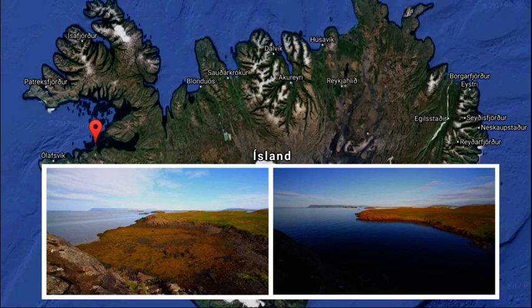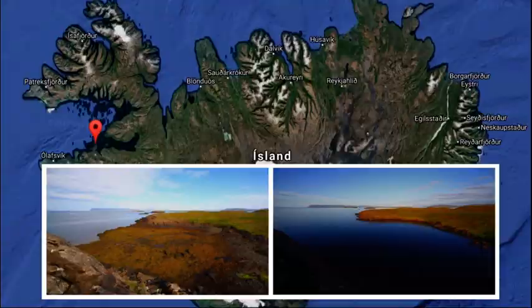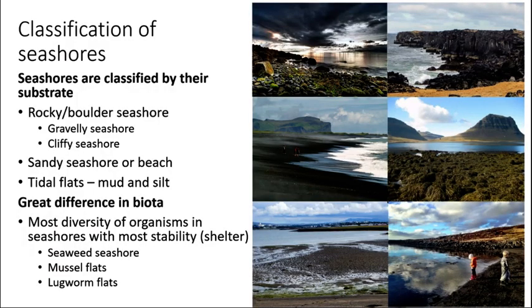Now, the different seashores you can find wherever you are in the world are classified primarily by their substrate. In Iceland, you mainly find rocky or boulder seashores. In that sort of seashore, they can be either gravelly or cliffy.